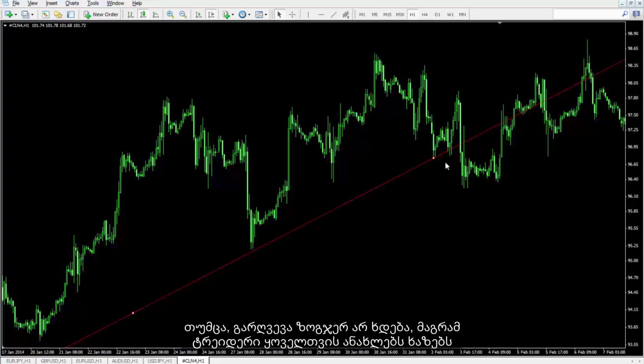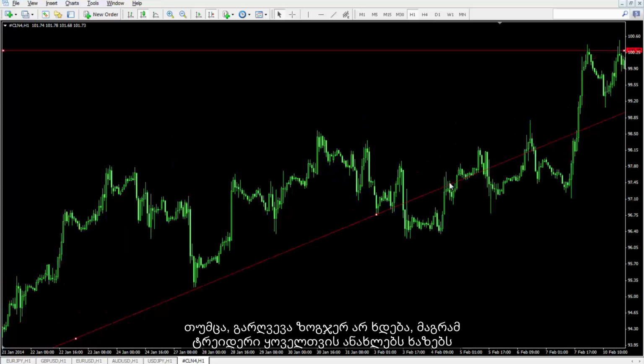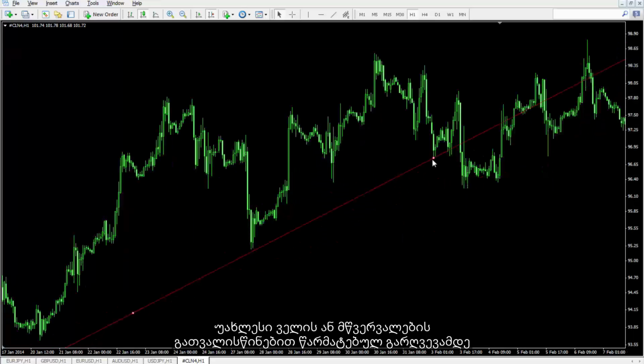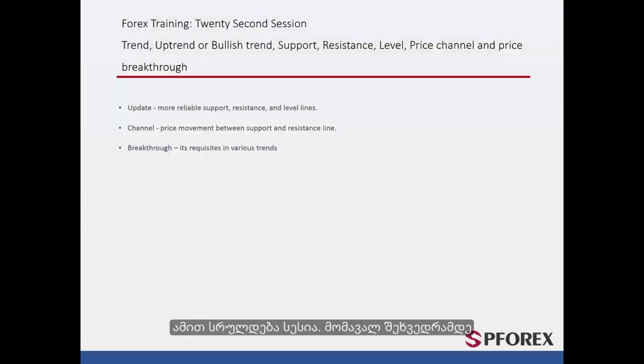Perhaps breakthrough has sometimes failed, and a trader always updates the lines on the most recent valleys or peaks until a successful breakthrough. That concludes this session.